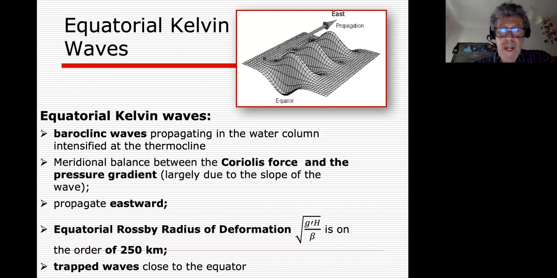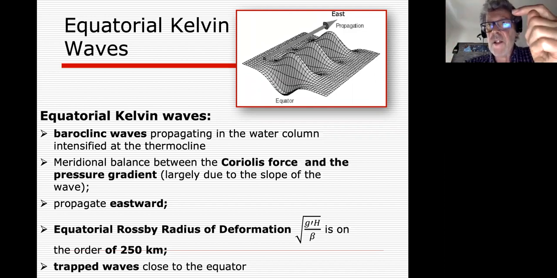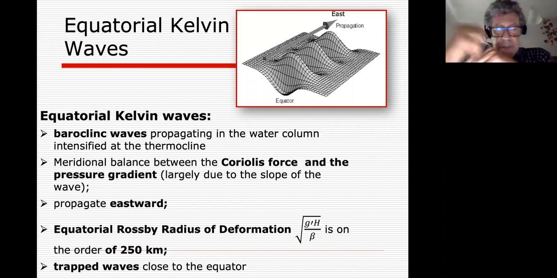So the meridional balance between Coriolis force and pressure gradient is on opposite sides in the two hemispheres. And that explains why this is really connected only to the equator. And the fact that the Coriolis force depends on the velocity explains the fact that the propagation is only eastwards. You cannot have equatorial Kelvin waves going on the other side. Why?